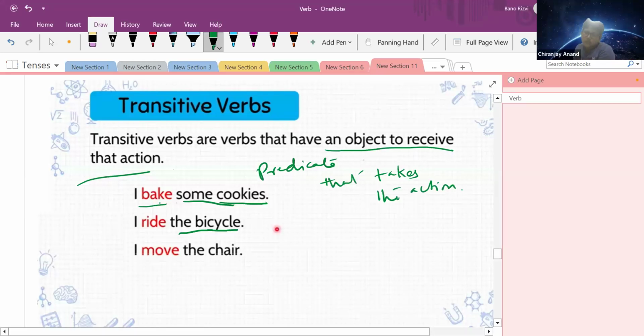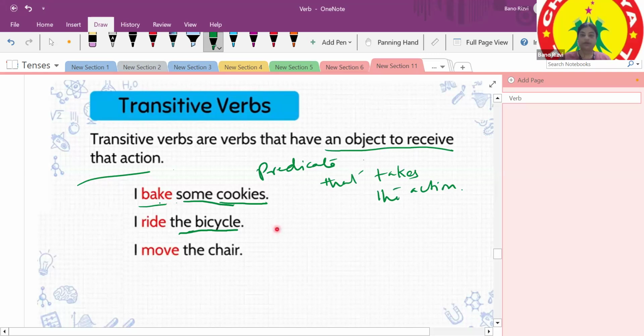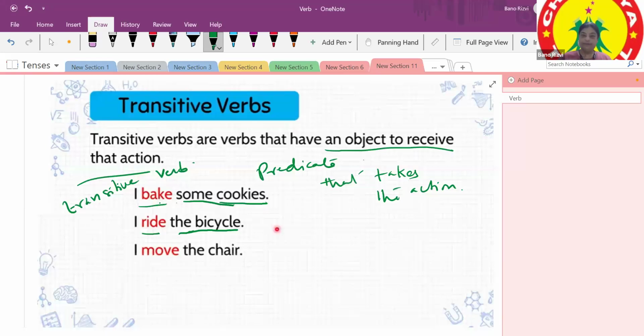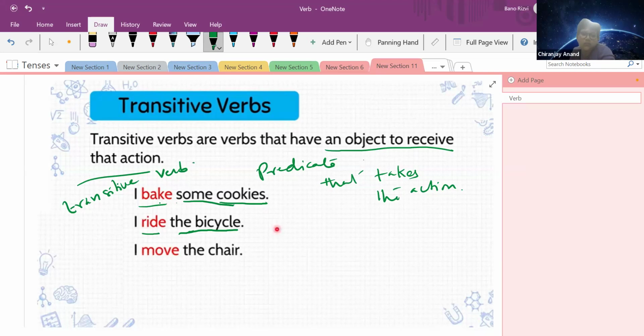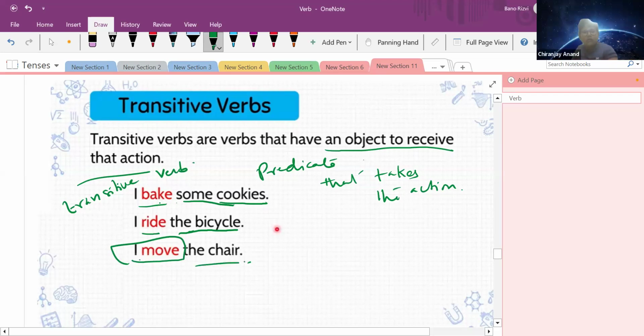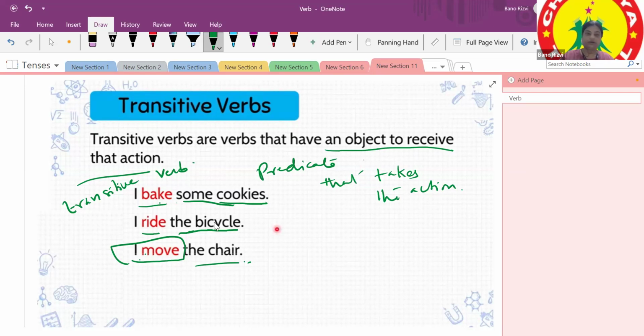Fine. I ride the bicycle. You ride what? You ride the bicycle. So this is a transitive verb. I move the chair. If it is just I move, it is an incomplete sentence. So you move what? You move the chair. This is just an example.